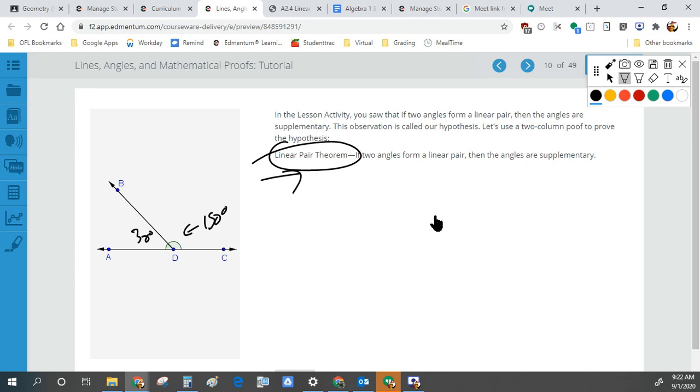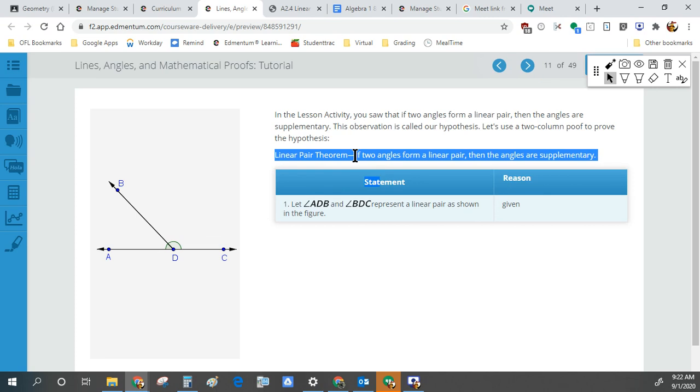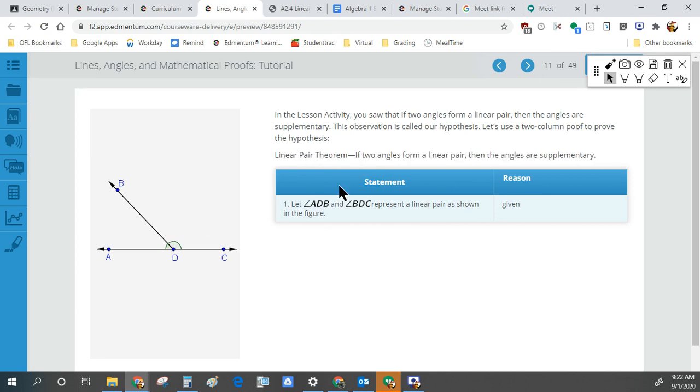A line has 180 degrees. I studied it before as the definition of a line. A line has to have 180 degrees, but they're starting to get fancy and start naming stuff like linear pair theorem. Either way is fine as long as I get the idea of what you're trying to say. But in the book, in Edmentum, they're going to keep referring to it as the linear pair theorem.